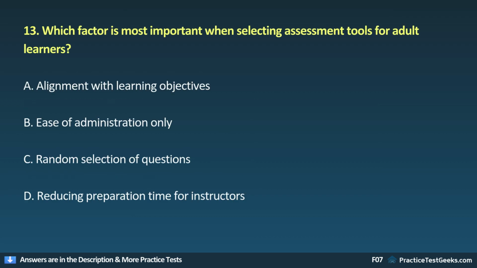13. Which factor is most important when selecting assessment tools for adult learners? A. Alignment with learning objectives. B. Ease of administration only. C. Random selection of questions. D. Reducing preparation time for instructors.